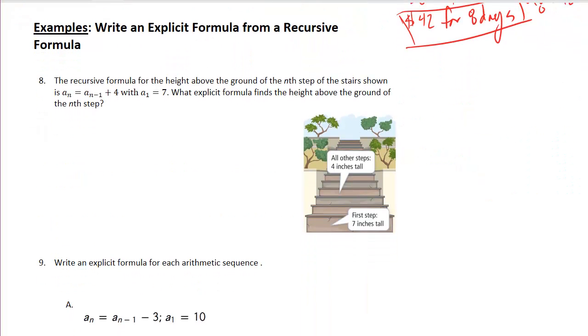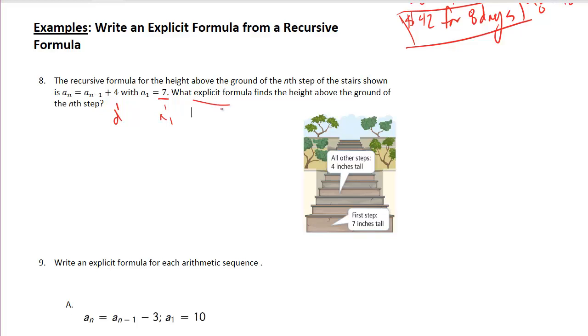Okay, let's take a look at the recursive model. So in this particular example, we're given the recursive formula for the height above the ground of the nth step of the stairs shown. So we see that modeled here. a sub n is equal to a sub n minus 1, so the prior term, plus 4. So I know that right here, this is my common difference. And then I'm told that a sub 1 is equal to 7, so there's my a sub 1.